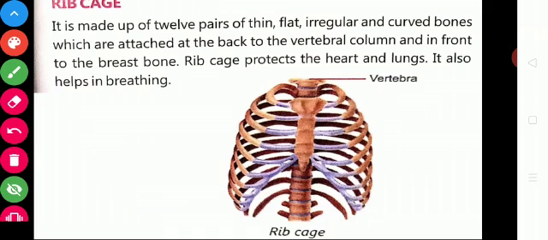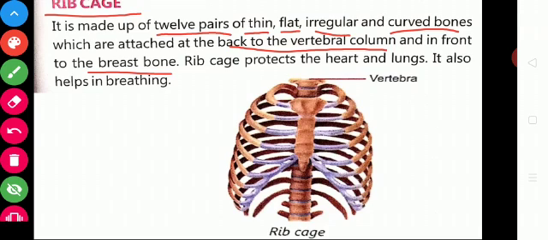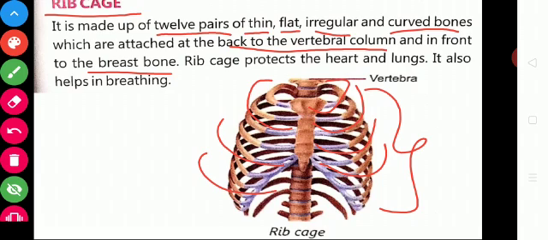Next one, rib cage. It is made up of 12 pairs of thin, flat, irregular and curved bones which are attached at the back to the vertebral column and in front to the breastbone. If you count here, you can find 12 pairs, not 12. They are thin, flat, irregular and curved bones.